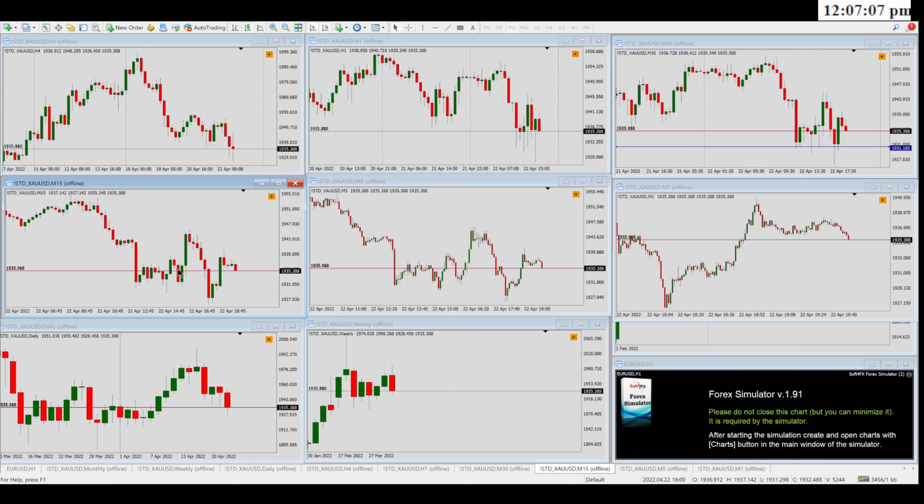1, 2, 3 of them were profitable, 1 was break even, and 1 was a minus 5 pips loss. No major losses today. Around 150 plus 40, around 200 pips up for the week.